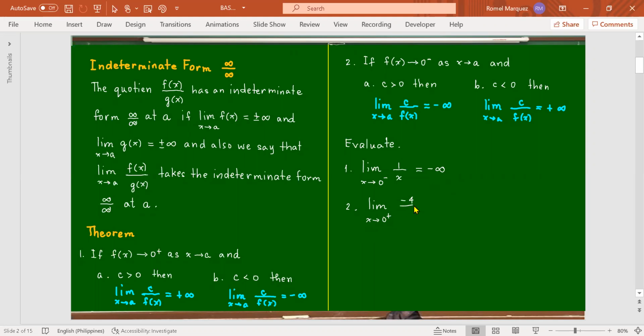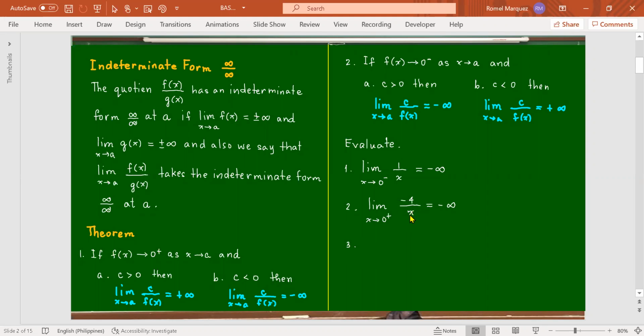So number 2, if I have limit as x approaches, let's say 0 from the right of -4 over x. The denominator is approaching 0 through what values? Through positive values. Positive. So negative over positive. So we have negative infinity. Okay, guys?